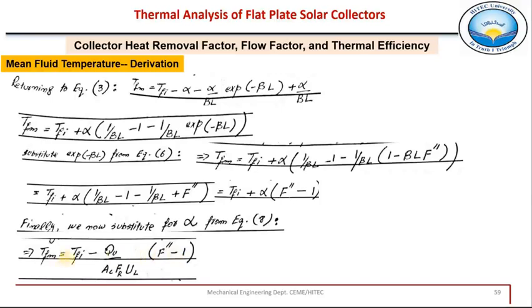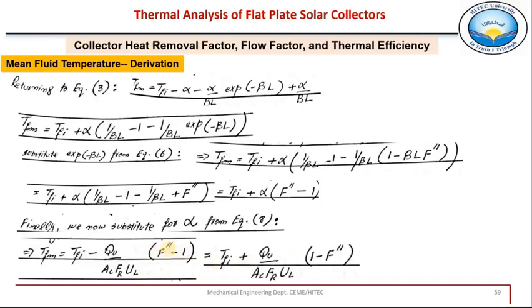So alpha is replaced with this term. Right. So now this is our desired equation of mean fluid temperature, which we can calculate with the knowledge of QU, AC, FR, UL, and F double dash. So this will be an iterative procedure to calculate this TFM. Initially we shall assume TFM, and on the basis of this TFM, we shall calculate QU, UL, and then we shall iterate this TFM with this equation.